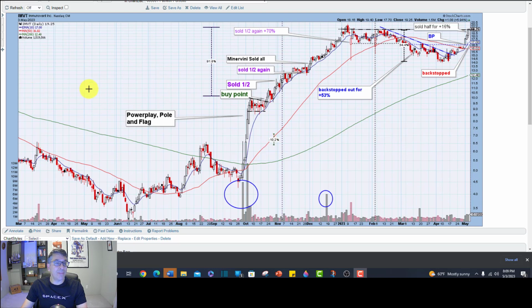And we'll look at those. Let me show you one more good example of cheats. So here's IMVT. This is another one from my Patreon portfolio. So here's your left side. It breaks the downtrend. It retests. Then you would buy right here.